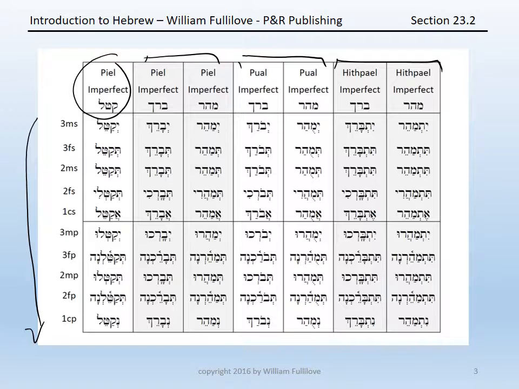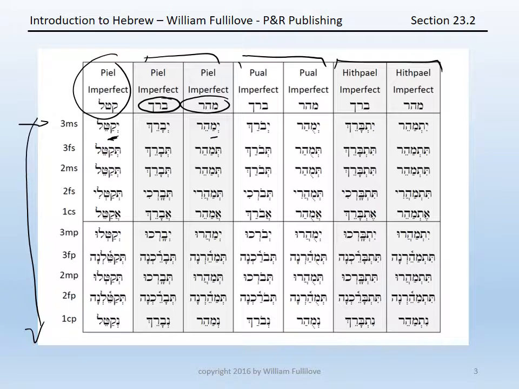You can see again the Piel, Pual, and Hithpael follow the same paradigm with either compensatory lengthening or virtual doubling. With Barak, again, because the second root letter is a resh, it will not double because resh is behaving like a guttural, but it will cause compensatory lengthening. The vowel before, which in the third masculine singular had been a patach, will become a qamets. On the other hand, with Mahar, because the second root letter that's a guttural is a he, it causes virtual doubling, and the patach you're used to still occurs.